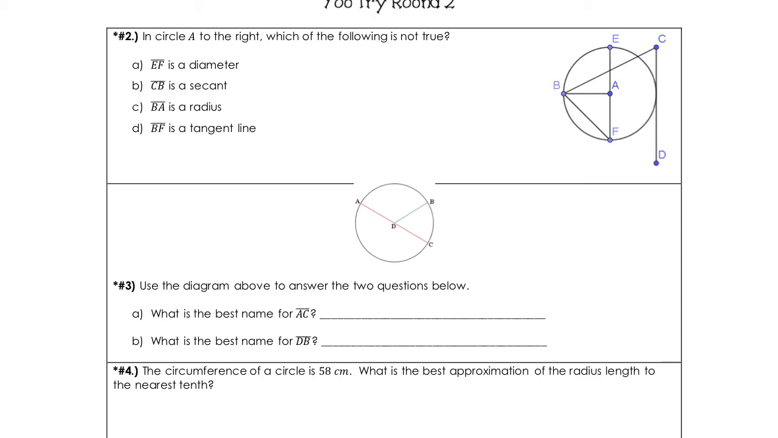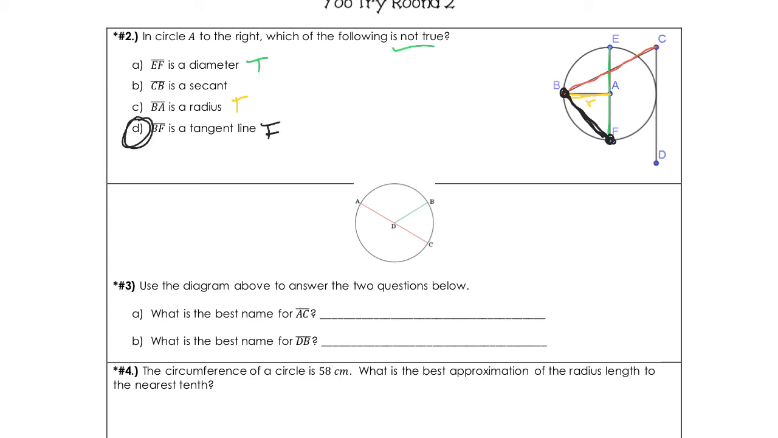All right, so for the first one, which of the following is not true? EF is a diameter. E to F, that's true. CB is a secant. So let's say you forgot what a secant is. That's a tough one. I'm going to leave that blank. B to A is a radius. B to A, yep, that's a radius from the center to the edge. BF is a tangent line. Remember, a tangent line only touches the circle once. This is touching twice, so that is not true.